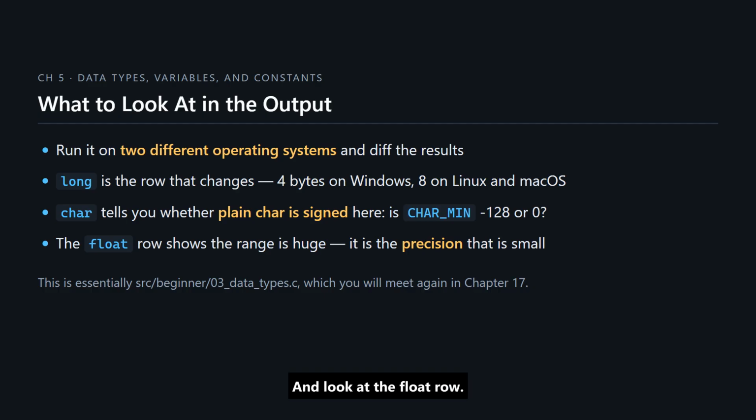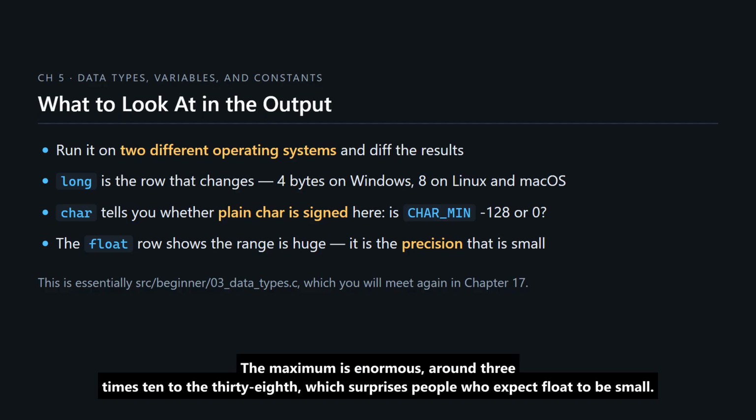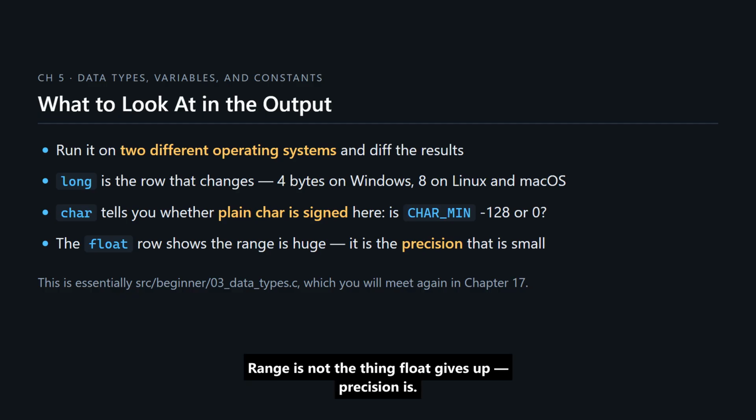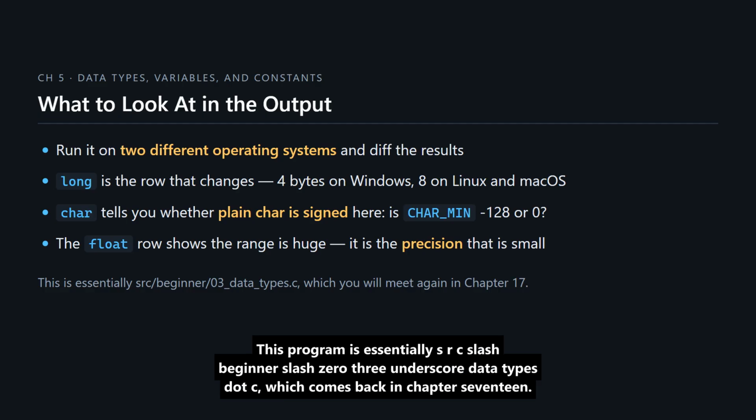And look at the float row. The maximum is enormous, around 3 times 10 to the 38th, which surprises people who expect float to be small. Range is not the thing float gives up, precision is. It can represent gigantic numbers, just not very many digits of them. This program is essentially src/beginner/03_datatypes.c, which comes back in Chapter 17.